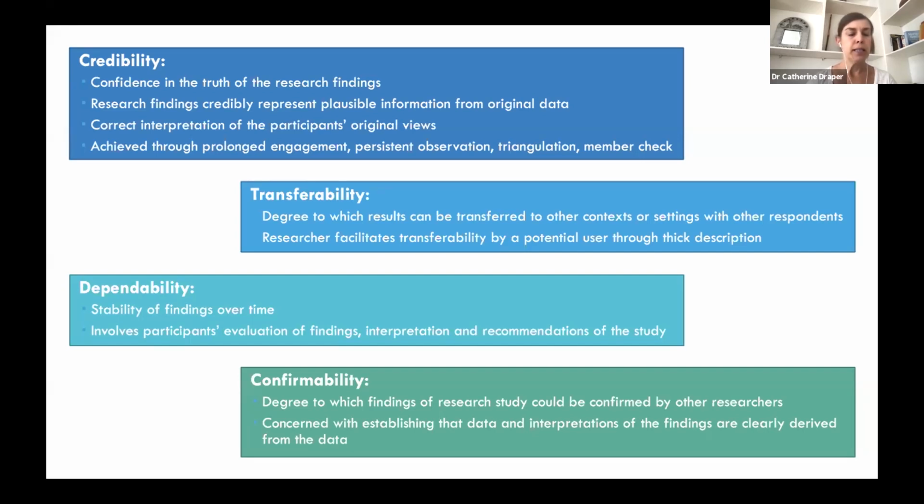Dependability refers to the stability of findings over time, and it involves participants' evaluation of findings, their interpretation and recommendations of the study. And lastly, confirmability. This can be seen to refer to the degree to which findings of a research study could be confirmed by other researchers. And it's also concerned with establishing that data and interpretations of the findings are clearly derived from the data.